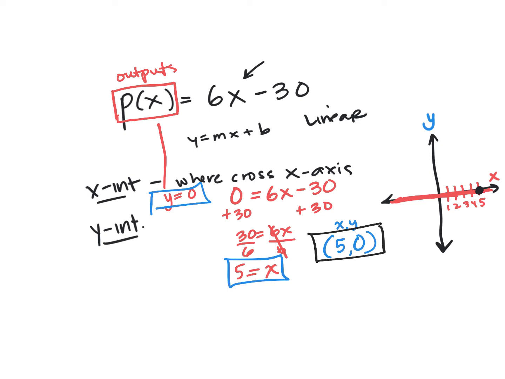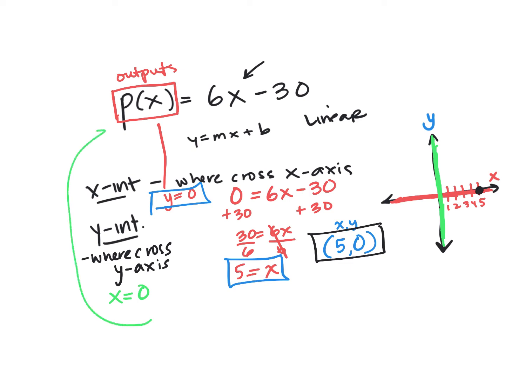For our y-intercept, that is where we cross the y-axis. And so if we're crossing the y-axis, we have to be on that vertical line, and we're not moving left or right any. So for that, that means our x will be equal to 0. So again, we're going back to our function up here, and so we're going to look at p of 0, because we're inputting a 0. 6 times 0 minus 30. So p of 0 is going to be 0 minus 30, which is equal to negative 30.